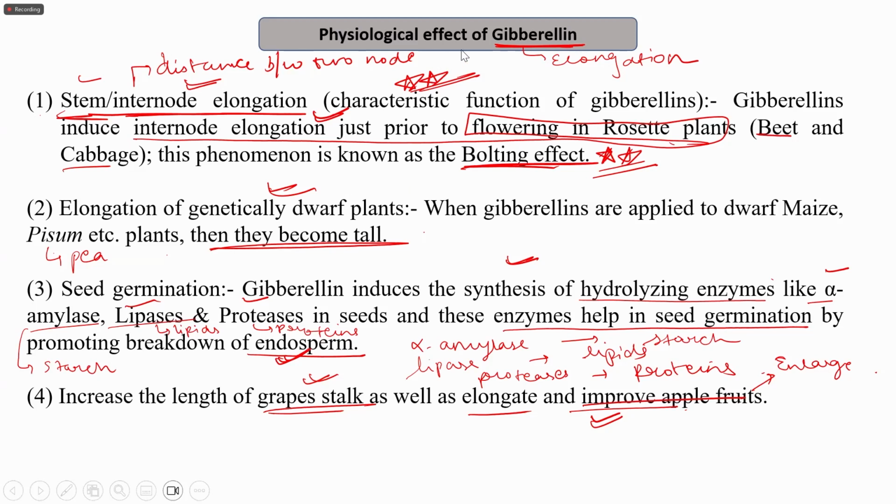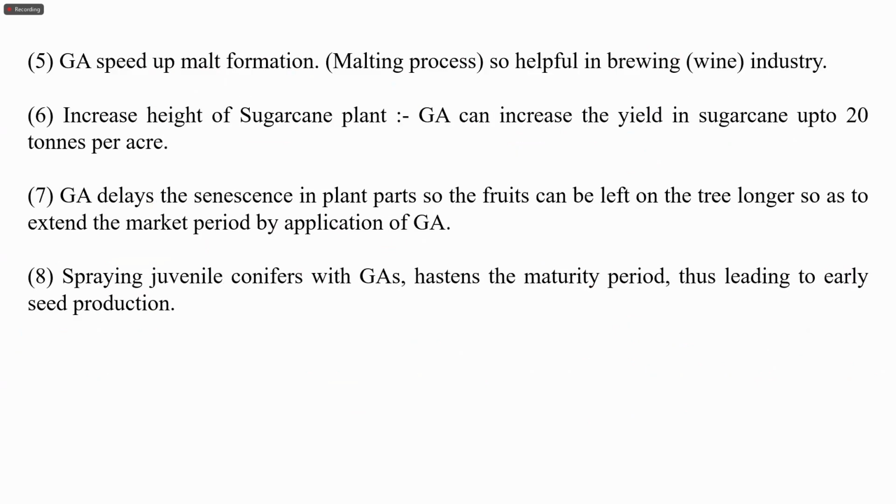Firstly, elongation is very important and is a characteristic function of gibberellin, where it promotes stem or internode elongation. Then elongation of genetically dwarf plants. Genetically dwarf plants like maize, peas, etc., can become tall under the influence of gibberellin. When gibberellins are sprayed over them, they elongate. Third is seed germination. It induces the synthesis of hydrolyzing enzymes like alpha amylase, lipase, and proteases, which finally results in seed germination by promoting the breakdown of endosperm, and it leads to an increase in the length of the grape stalk.